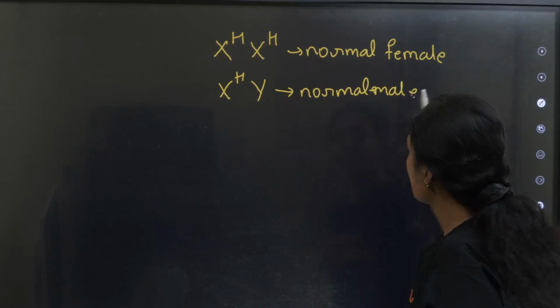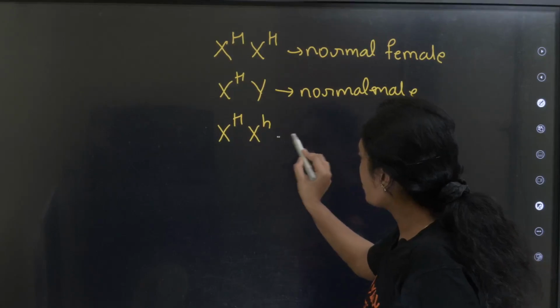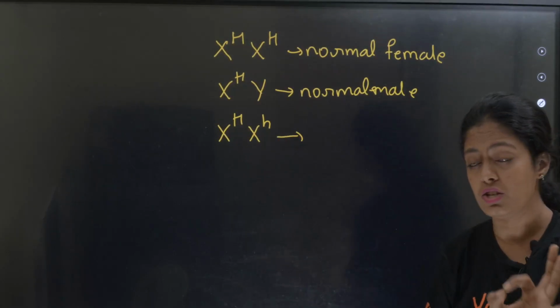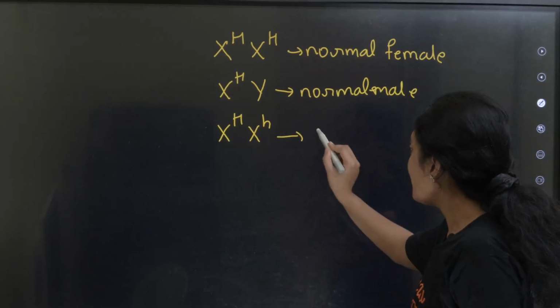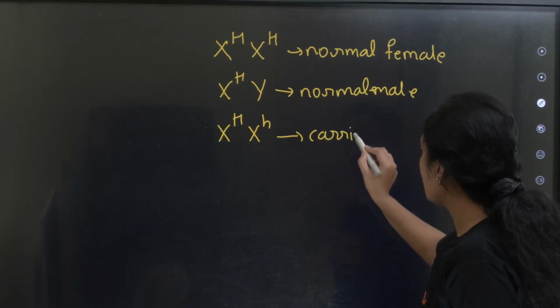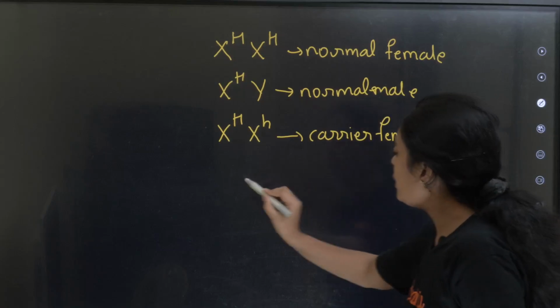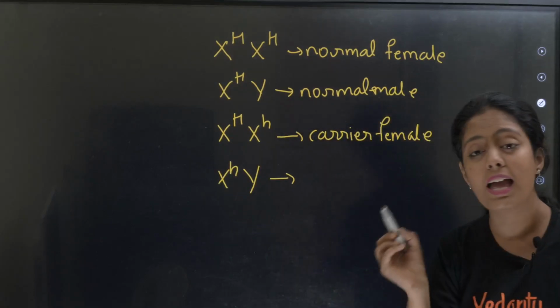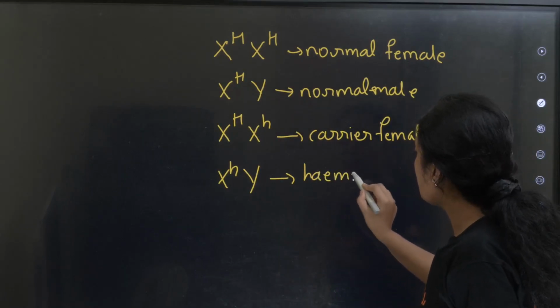Okay, next we have X^H X^h. Here you see one hemophilic gene, correct? That is your small h. So this person, she is a female, but she is a carrier. She carries the disease. Okay, you mean a carrier female. Then you have X^h Y. So what is this X^h Y pasangla? This person is a hemophilic male.